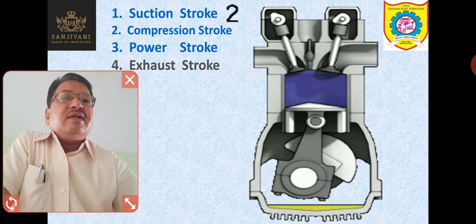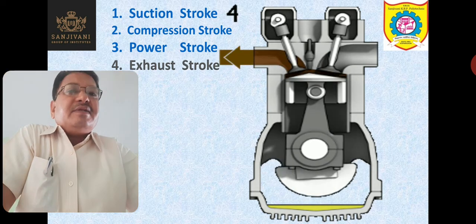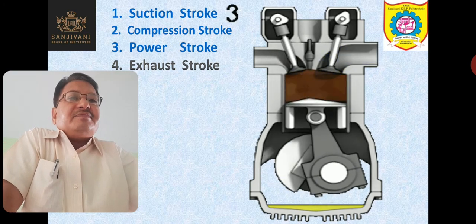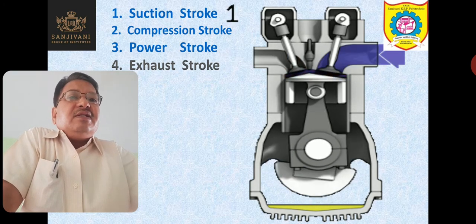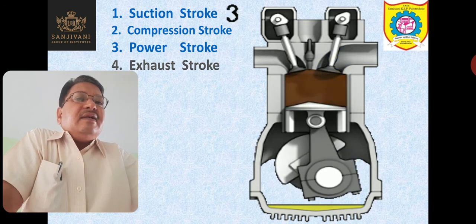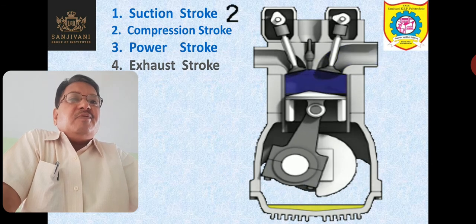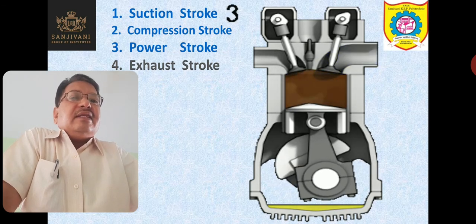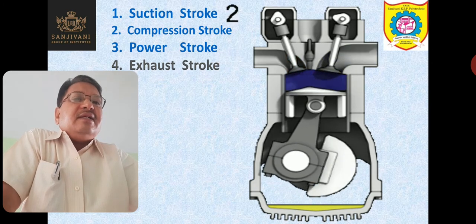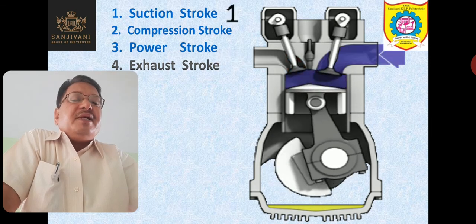So these are the 4 strokes of this particular engine, and let us try to understand the working once again. First of all, during the suction stroke, the inlet valve is open and the air fuel mixture is entering inside the engine. The inlet valve opens at the beginning of the suction stroke and the air fuel mixture enters the engine cylinder. The second stroke is the compression stroke.